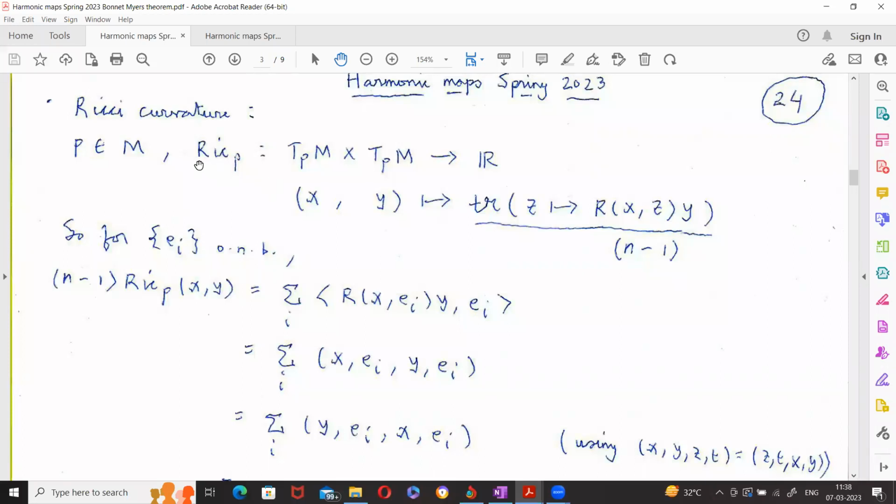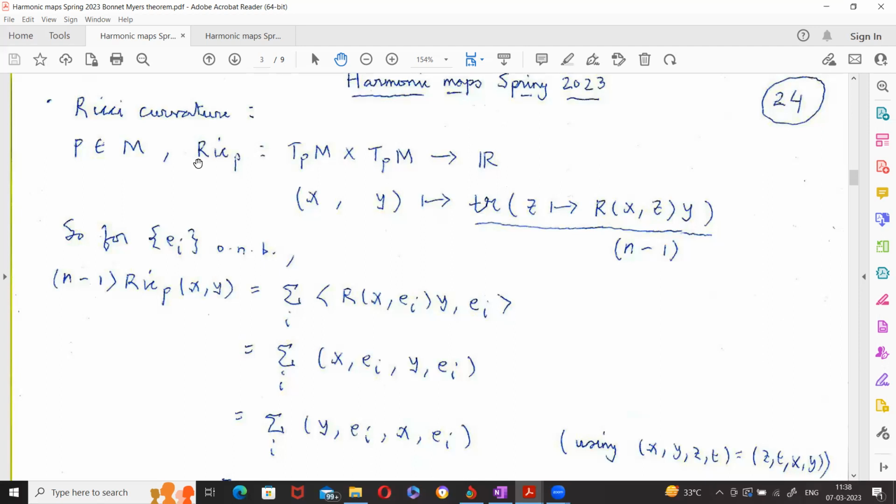The Ricci curvature is first of all defined as a bilinear form on the tangent space. So it's a map from T_pM cross T_pM to R. You take a pair of tangent vectors X, Y. Once I have two tangent vectors X, Y, that gives me a linear map from the tangent space to itself: Z goes to R(X, Z)Y. Here X and Y are fixed, Z is varying. It's an endomorphism, therefore I can take its trace. I take the trace of this linear map and then divide by n minus 1. This is the Ricci curvature.